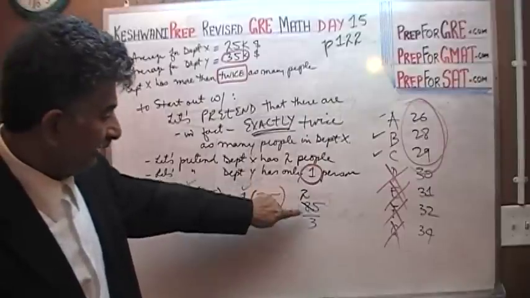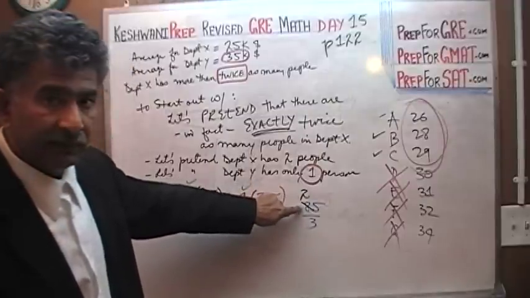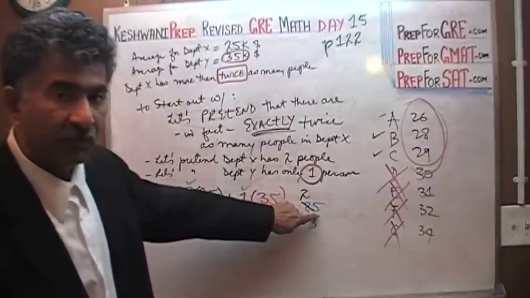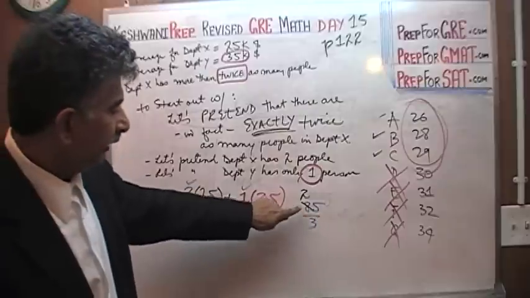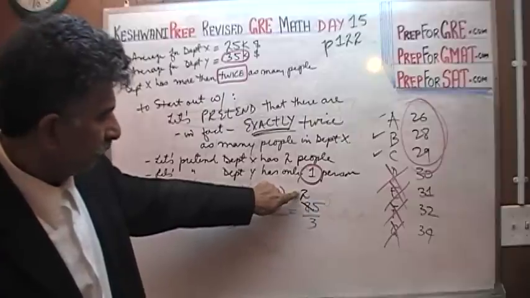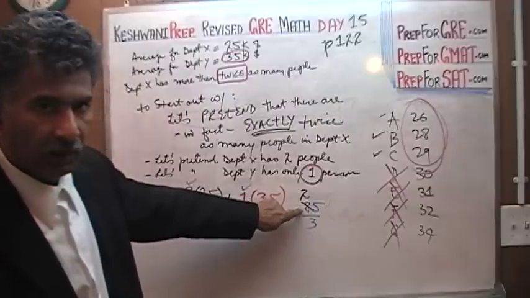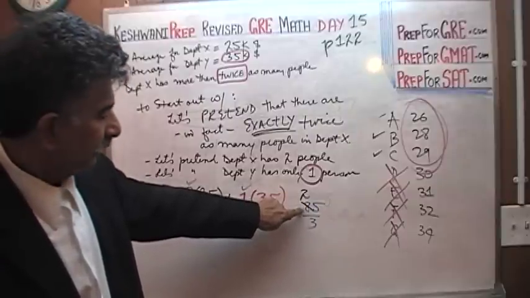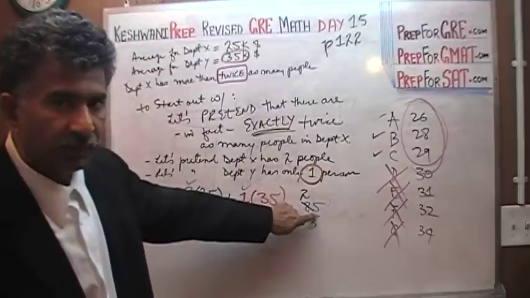There are 2 3's in 80. The remaining 20 goes and joins this guy, becomes 25. So one more time, how many 3's in 8? There are 2 3's in 8. So we put down 2 there. The remaining 2, after you subtract 6 from 8, goes and joins this guy, becomes 25.